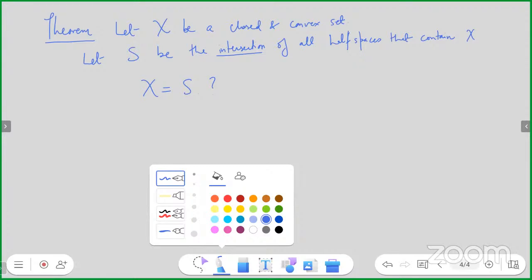So give me an example. Let's work with examples. This is an important theorem to remember, even beyond this course. Any convex set is nothing but the intersection of all the half spaces that contain it. It's in fact true. Give me an example where this is true, just to visualize.